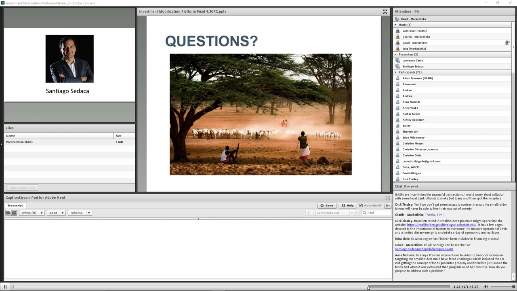From Dick Tinsley, how much of your financing was individual smallholder farmers versus producers? I know that that information is in what you provided. Certainly they did a fair amount of backward financing through producers' organizations. And Santiago, anything? Yeah, by and large, we're working with MFIs, and we're working with banks and equity funds.